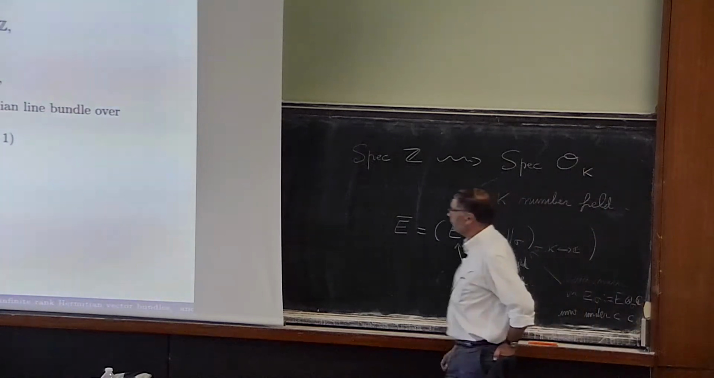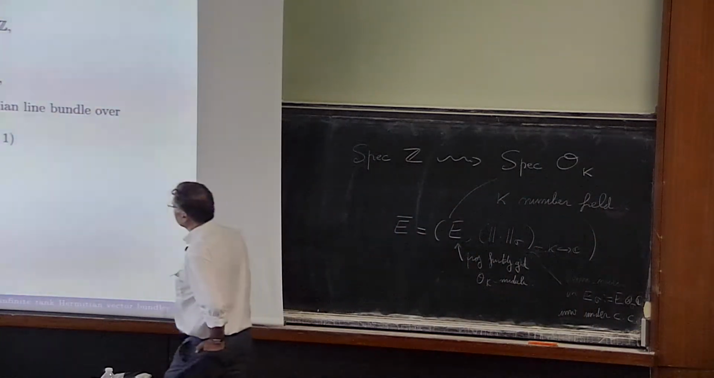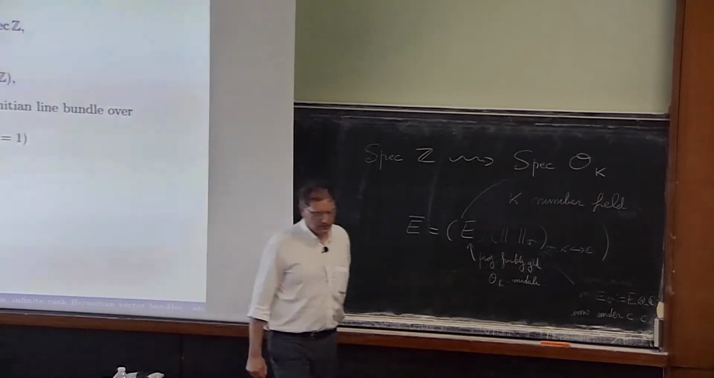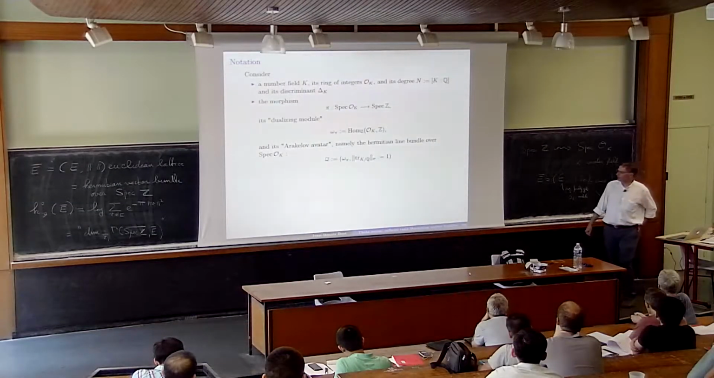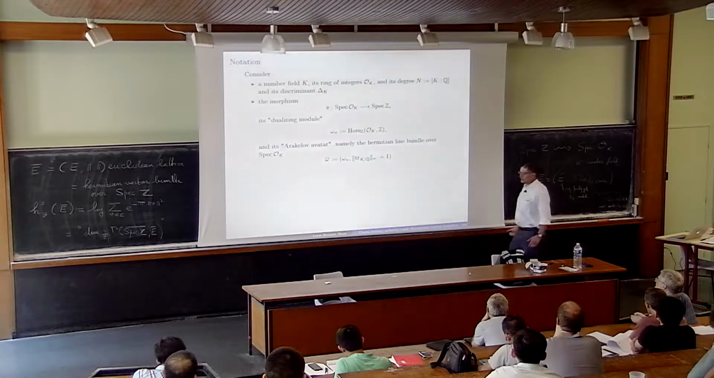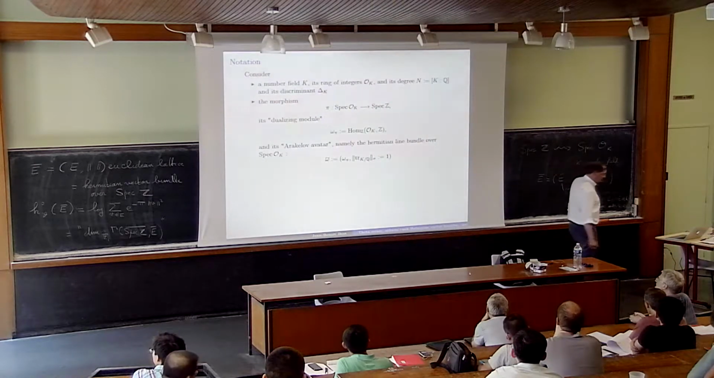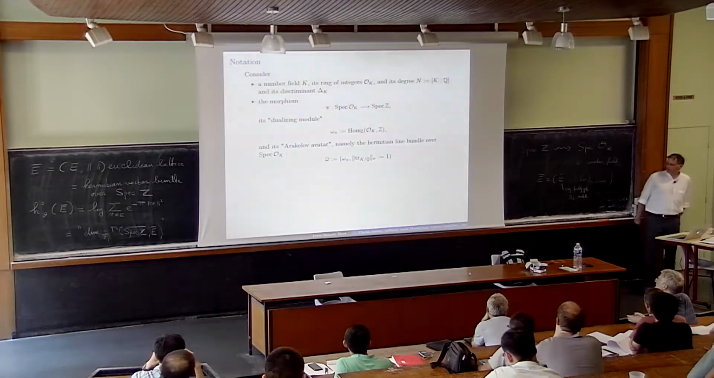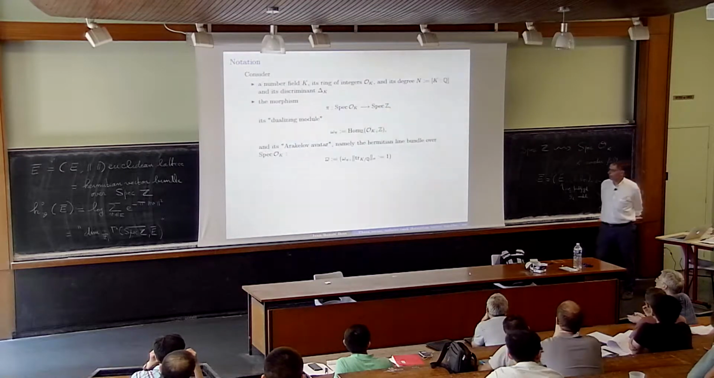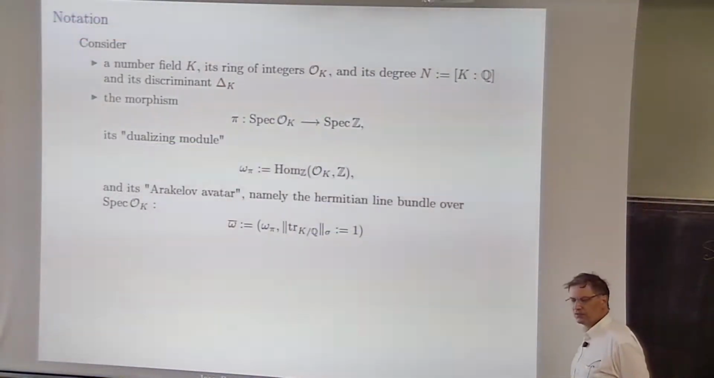So that is a basic notion in Arakelov geometry. And in that case, there is a very natural metric on the dualizing sheaf. Namely, you have a canonical element in this dualizing sheaf, the trace, and you impose the norm of the trace at every place to be 1.